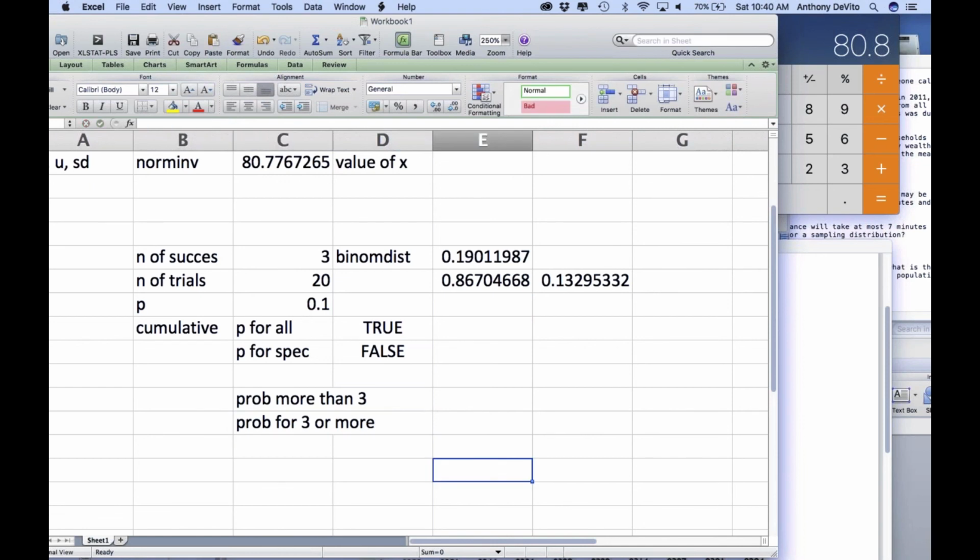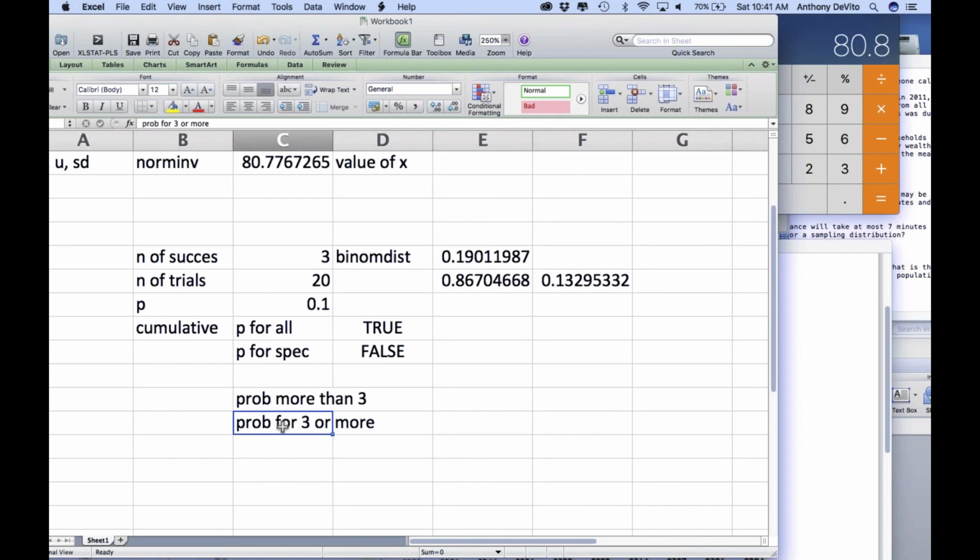What's the probability for 3 or more? Well, now 3, 4, 5, 6, they all count, right? I'm interested in probability for 3, 4, 5, 6, 7, and so on. This, I didn't include 3. Probability for more than 3 only considers the probability for 4, 5, 6, 7. So this works for that.